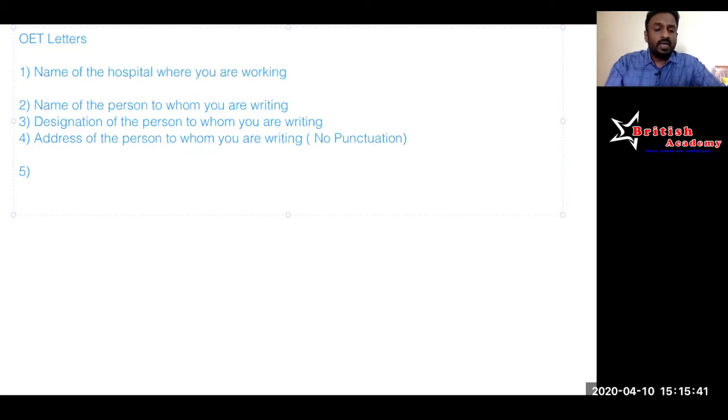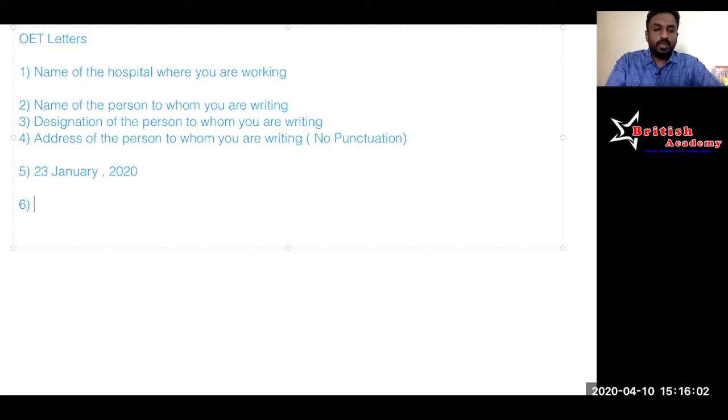Now, the fifth one is the date, where you would write the date. The format of the date, it's better to present in this way. For example, 23rd January 2020. So you'll write 23, the month you will write in words over here. This is a better format to write 2020. Okay, after this, leave one line.